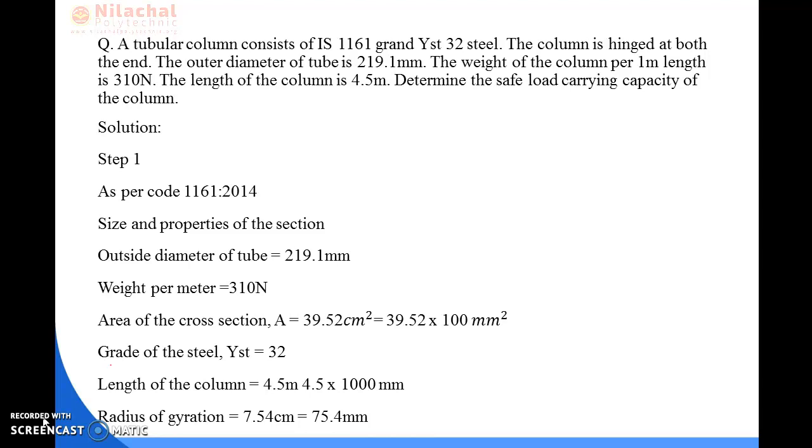Then the grade of the steel in the column section is given as YST 32. The length of the column is given as 4.5 meter, that is 4.5 into 1000 mm, and the radius of gyration we can find out from the steel table as 7.54 centimeter, that is equal to 75.4 mm.